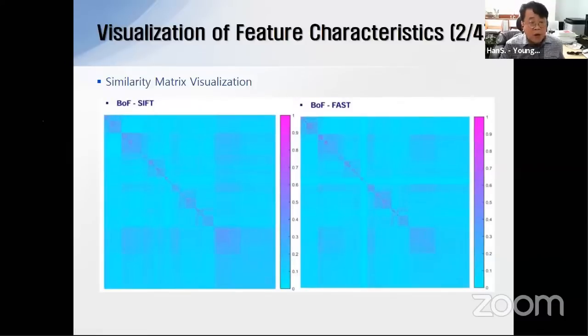I used bag of features with SIFT. Actually, this diagonal box is the same category, but the BoF with the SIFT detects the effective component of the class. I mean it can distinguish each object class, but it is not enough to apply to object detection applications. The past is also not enough.